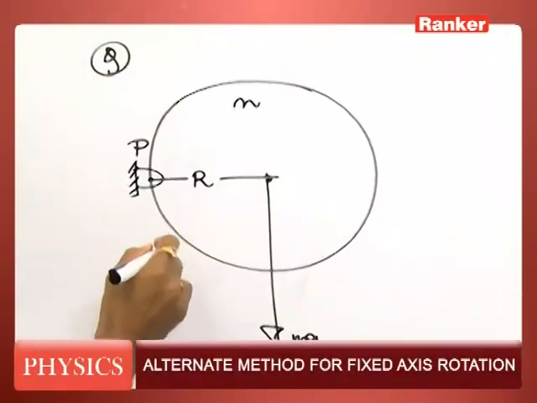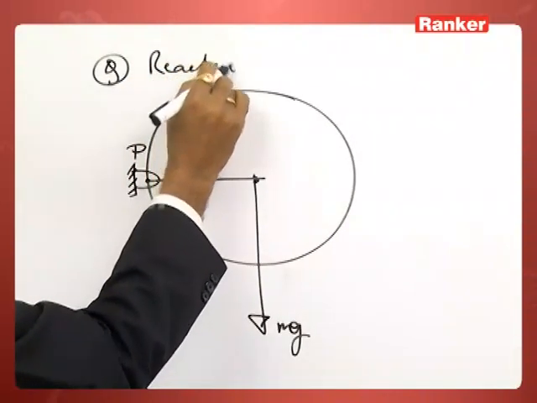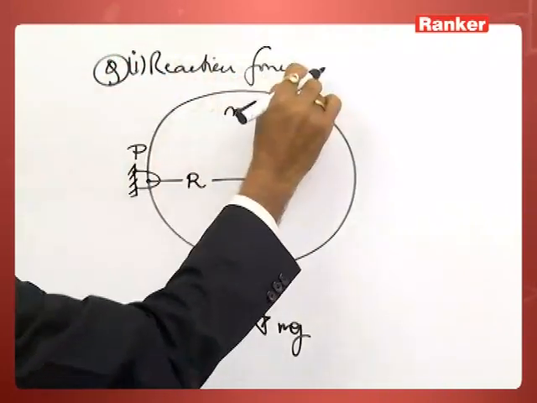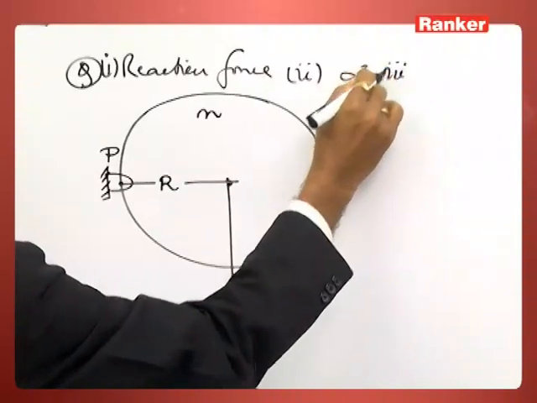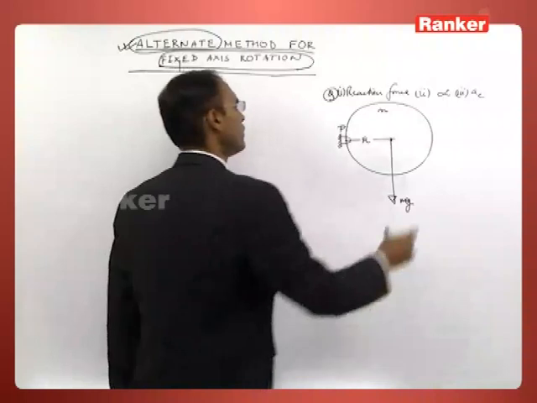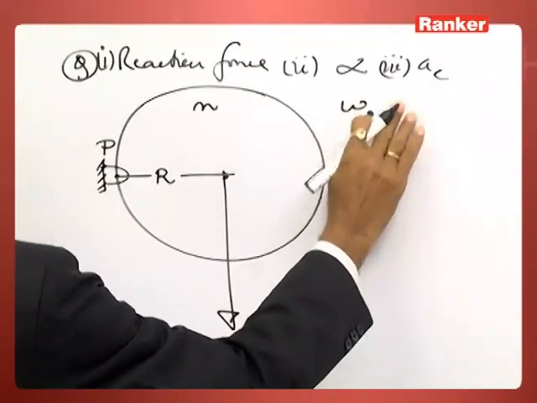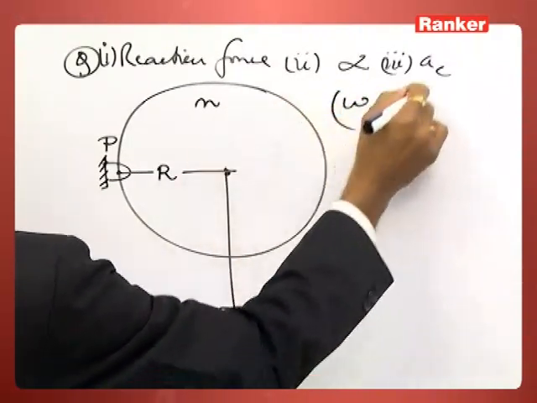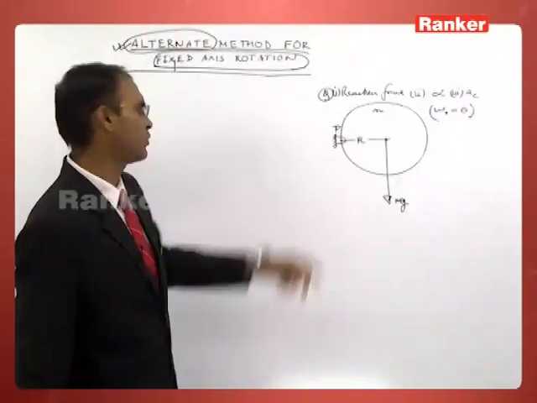We need to calculate the reaction force, the angular acceleration, and the center of mass acceleration, if omega of the rigid body, that is the disk, at the given instant is 0. Needless to mention, the pivot is smooth.